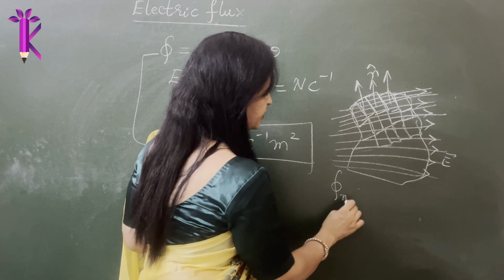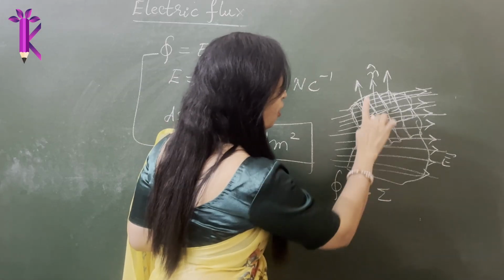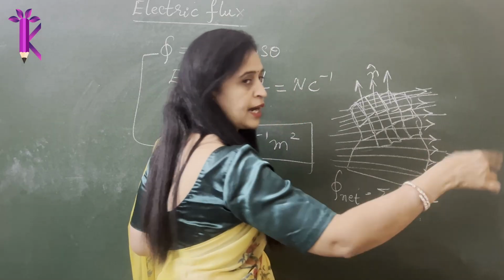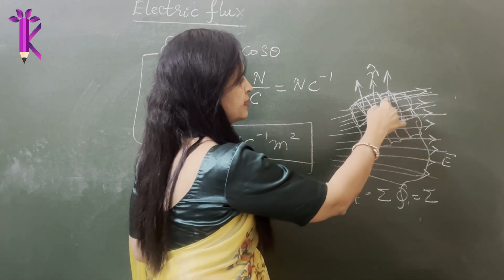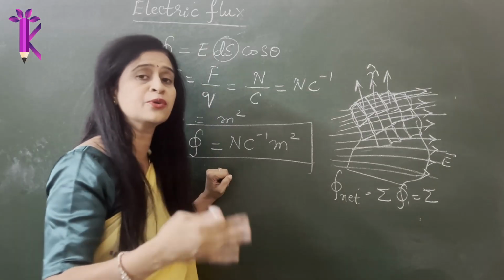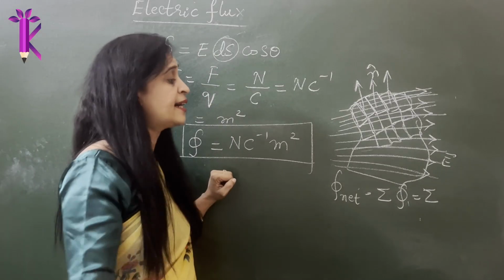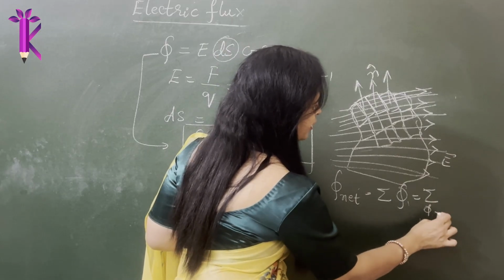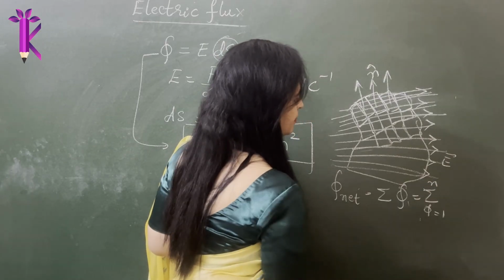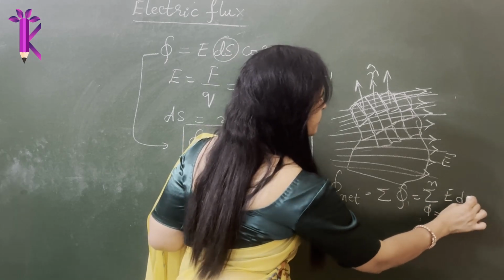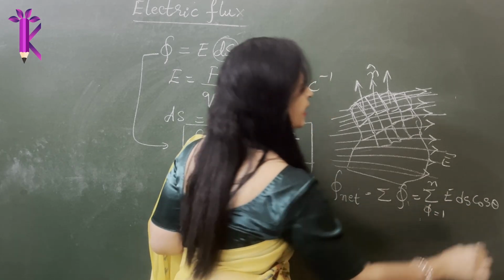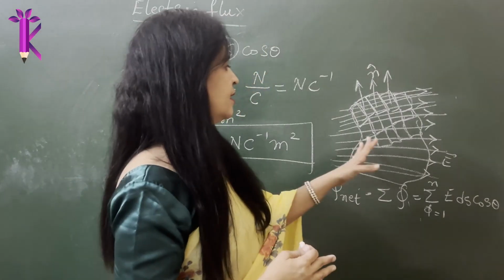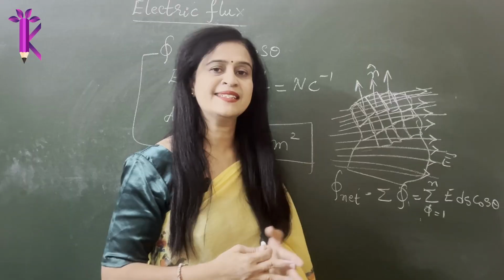And how do you find the net flux? The net flux will be the sum of all these fluxes, which is nothing but the sum of phi 1, phi 2, phi 3, phi 4, and so on. If you have divided it into 1000 or 2000 pieces, you have to add them all. Instead of adding, you can use mathematics. So it is the sum of phi from, let's say, 1 to n. However many pieces you divided it into, it will be E ds cos theta. You will also see what angle each area vector is making with the electric field, and you calculate it like this.